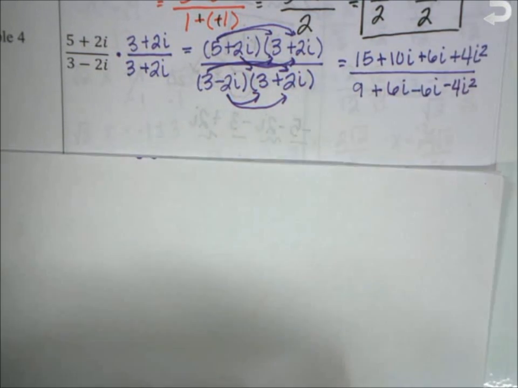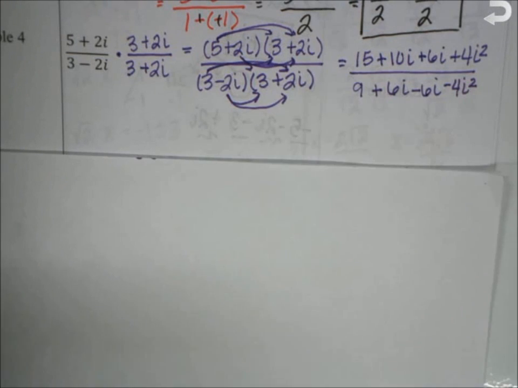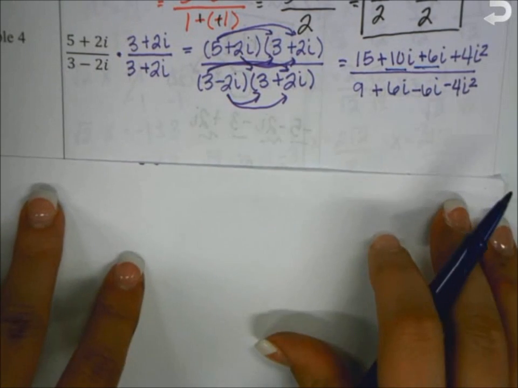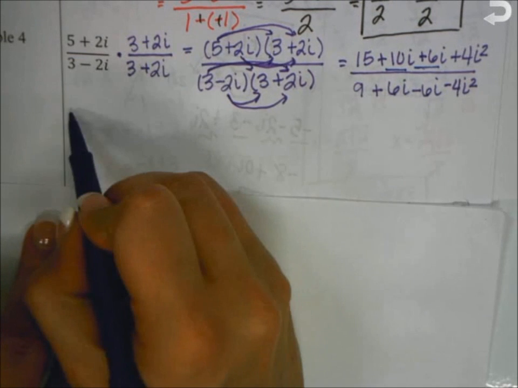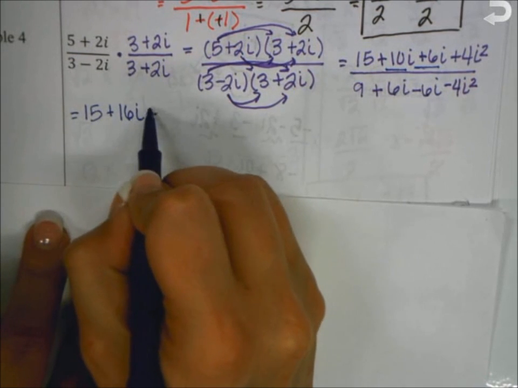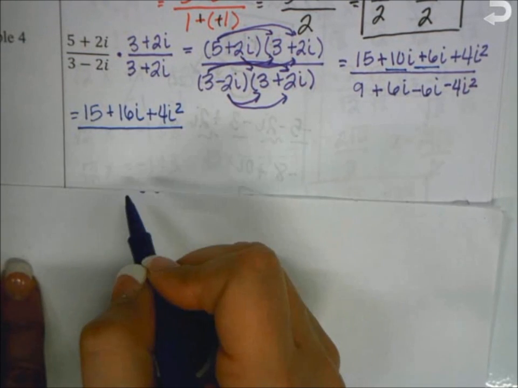Let's combine like terms as much as we can. So in the numerator, we have 10i plus 6i. So that's going to give me 15 plus 16i plus 4i squared over 6i minus 6i. What happens there? They cancel. Good. So we get 9 minus 4i squared.